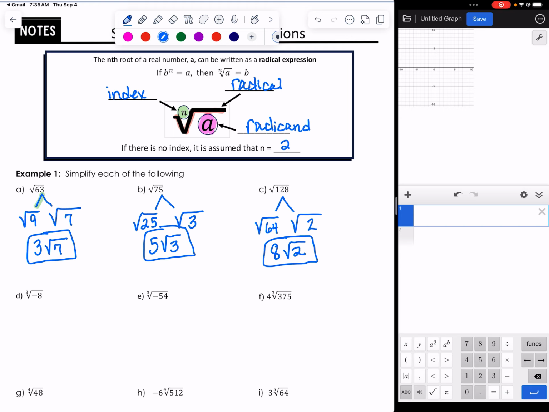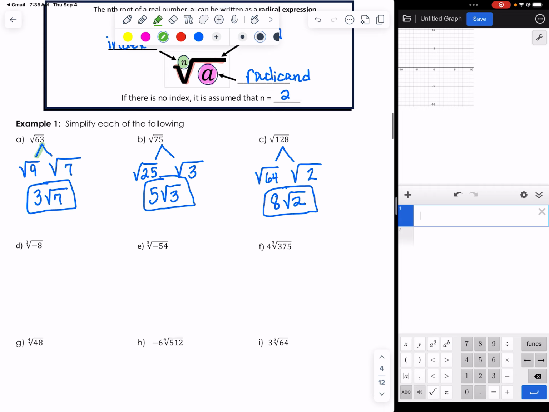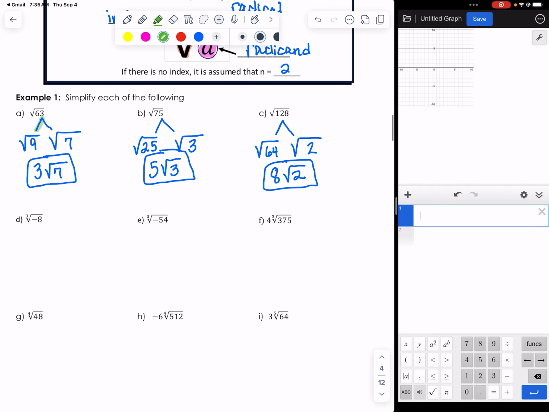All right, now let's move on to cube roots. When we're working with cube roots, we want to look at our perfect cubes. So now we're going to be looking at this next set of numbers here. Perfect cubes: 8, 27, 64, 125, 216. Sometimes you have to go a little bit bigger, but those are our most common ones that we'll be using today. All right, so I'm starting off with cube root of negative 8.